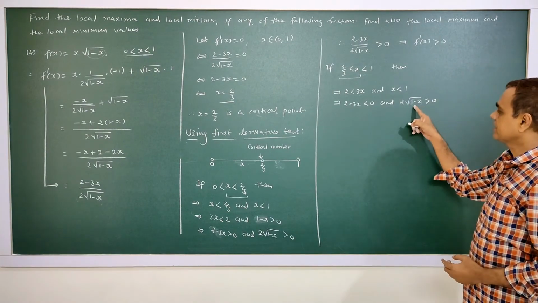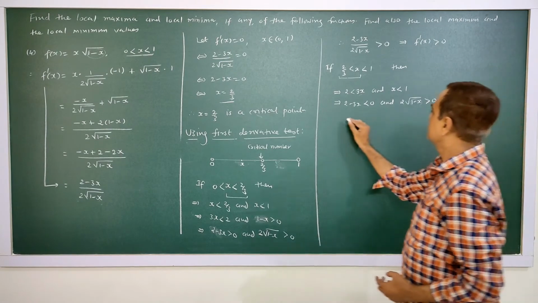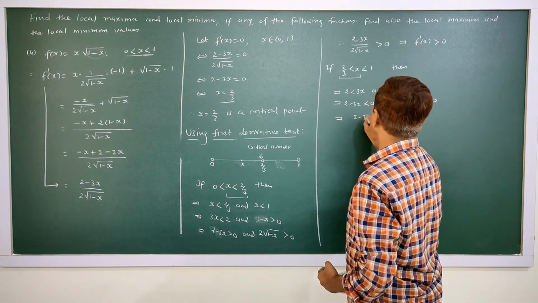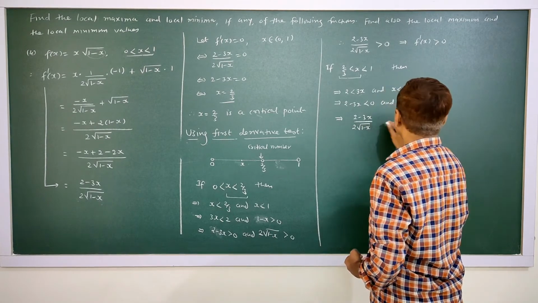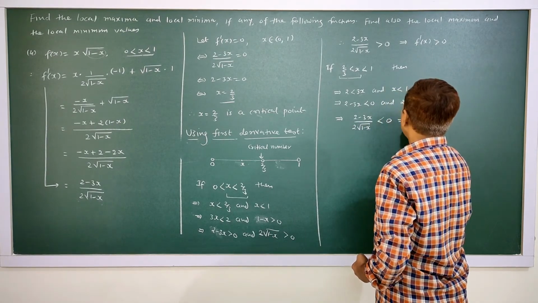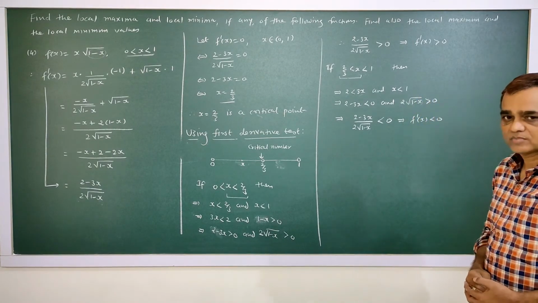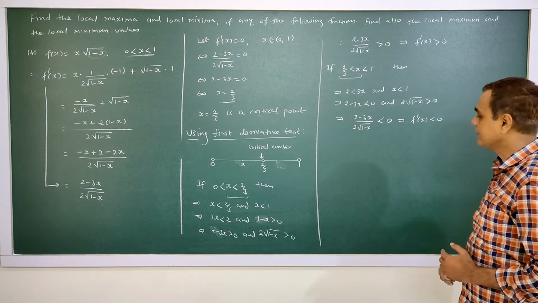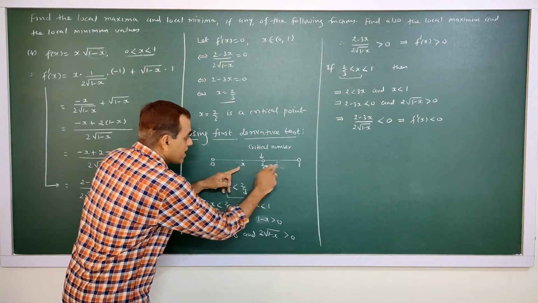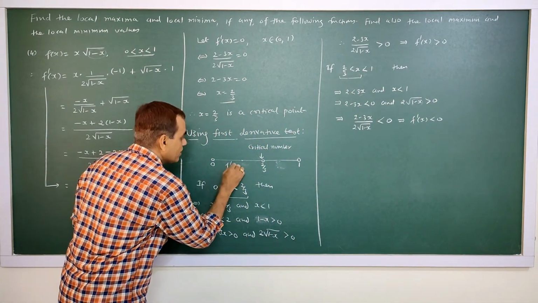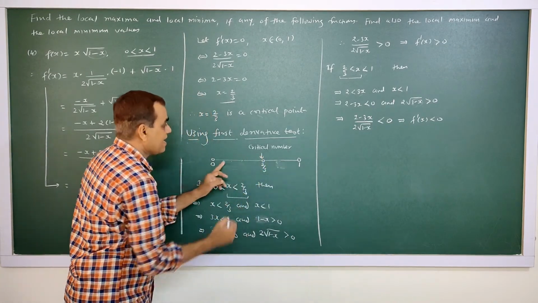And similarly here, this is negative, this is positive. So negative upon positive is negative. So f dash x is less than 0. f dash x is negative. Here f dash x is positive. This side f dash x is negative. Here f dash x is positive, here f dash x is negative.